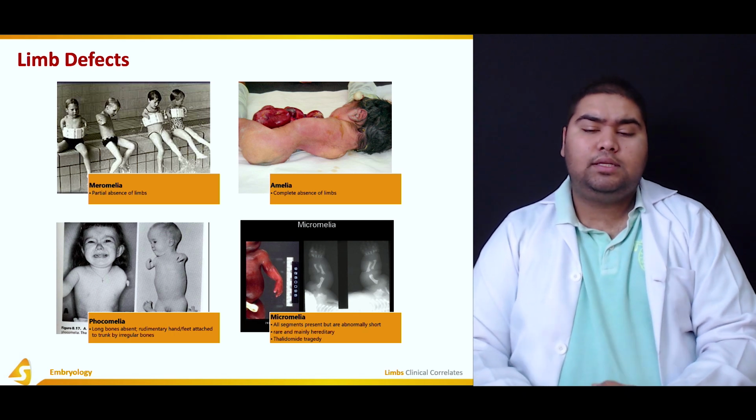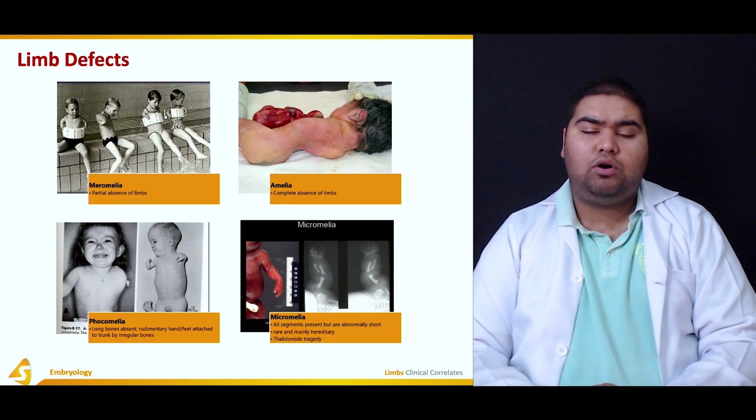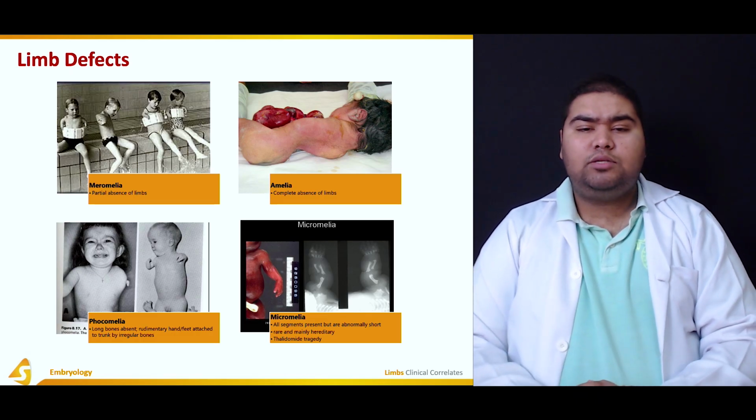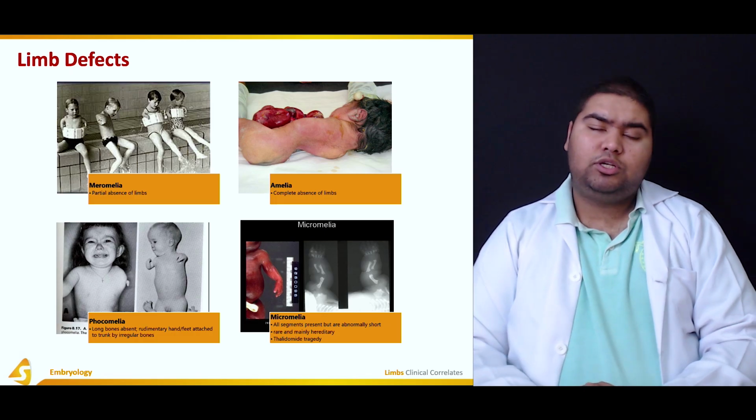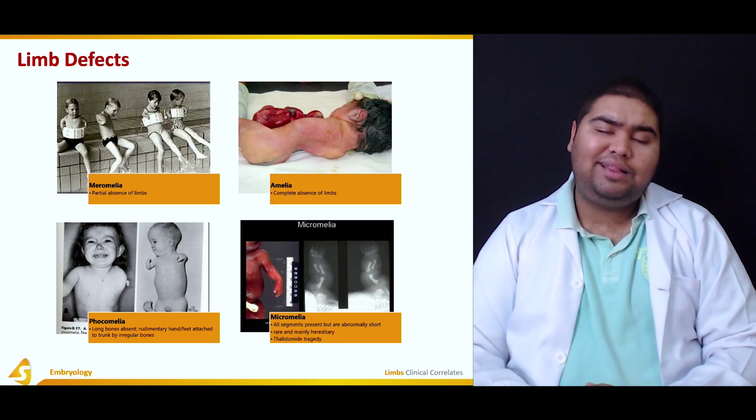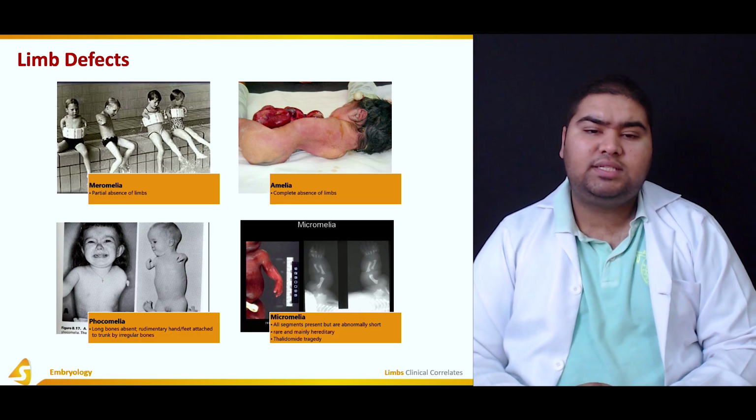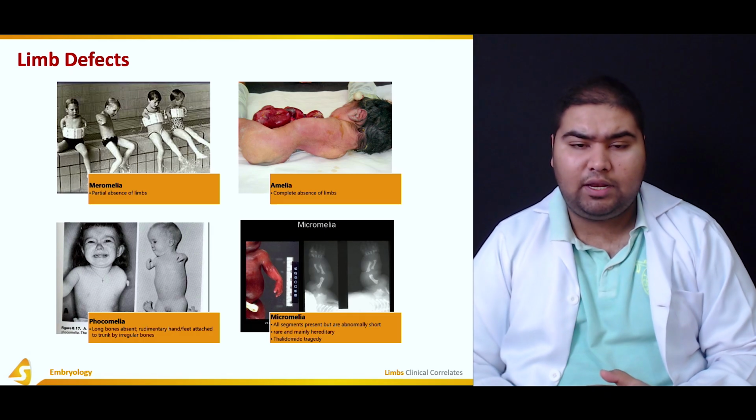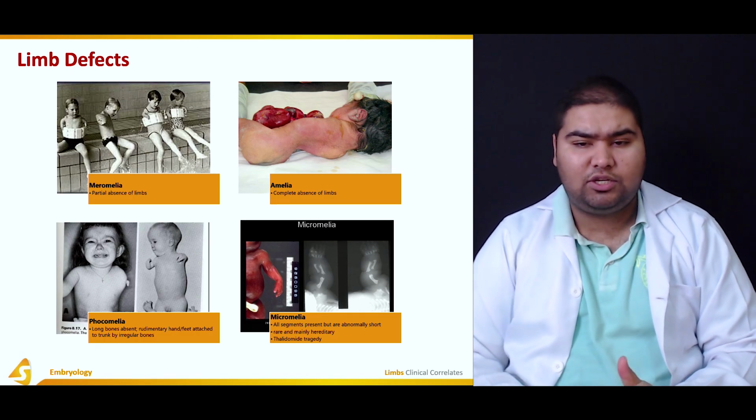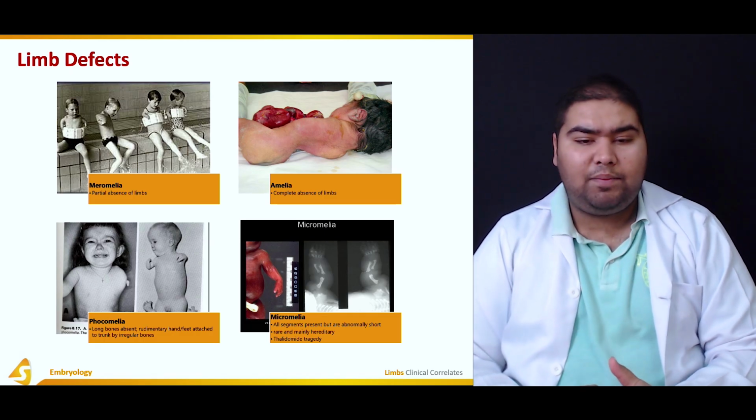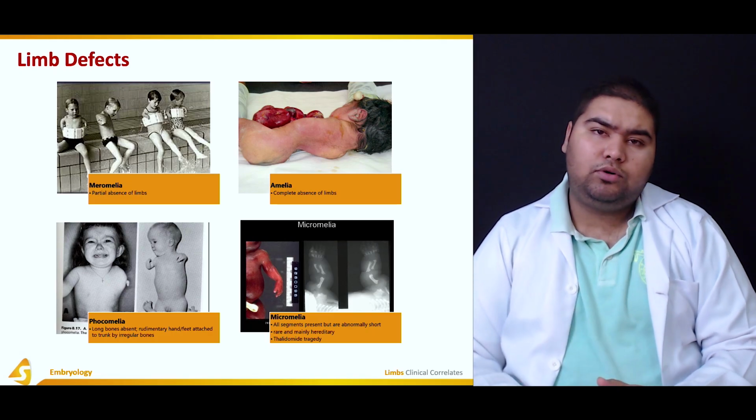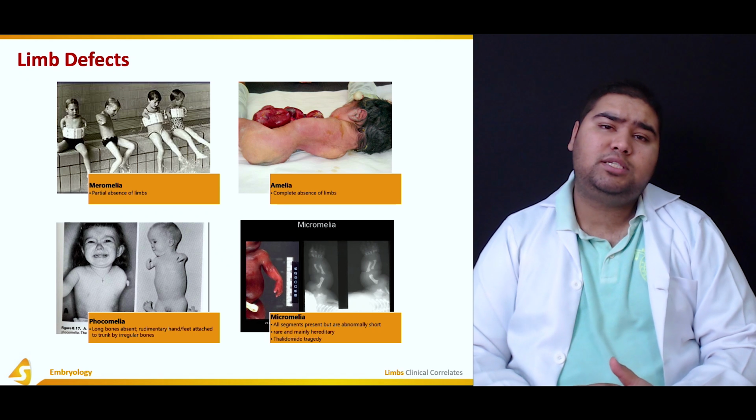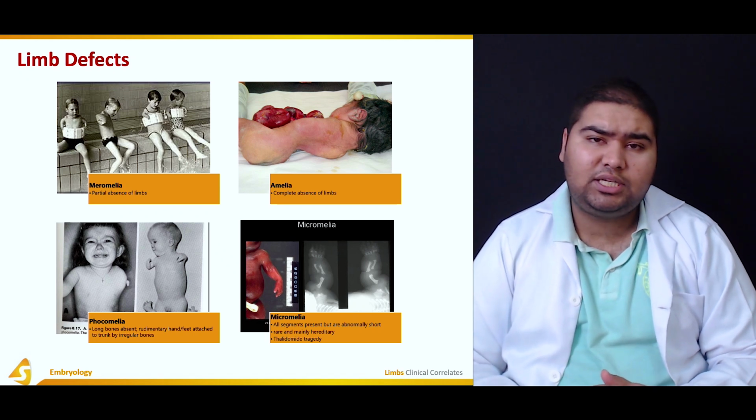They tried to find out the cause, and when they investigated, they found out that the mothers were taking a sleeping pill which was called thalidomide. That sleeping pill was teratogenic to the fetus during the period of embryological development and led to limb defects, which included meromelia, amelia, phocomelia.